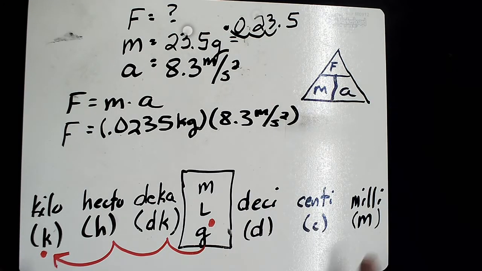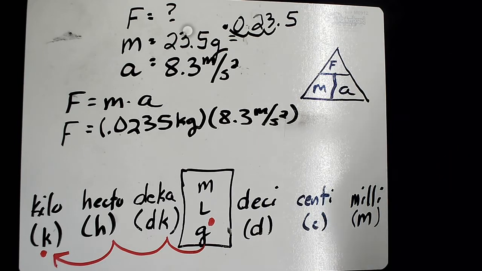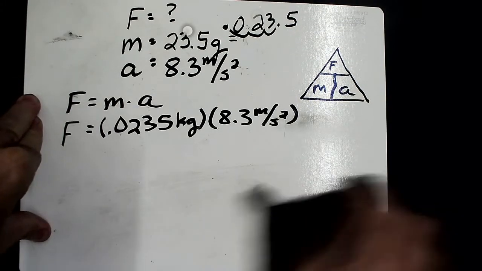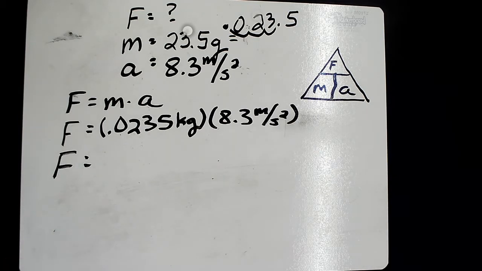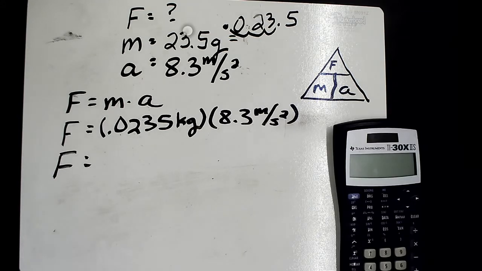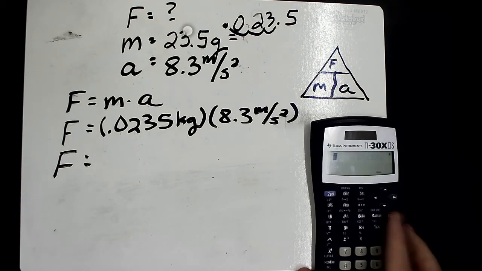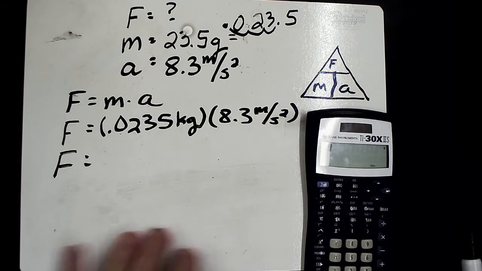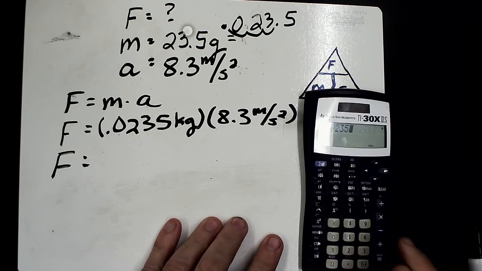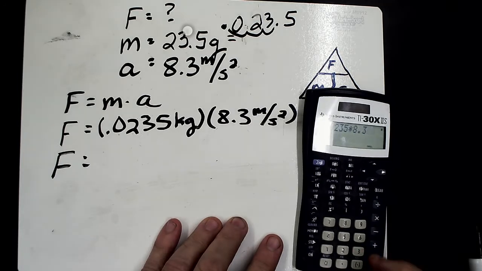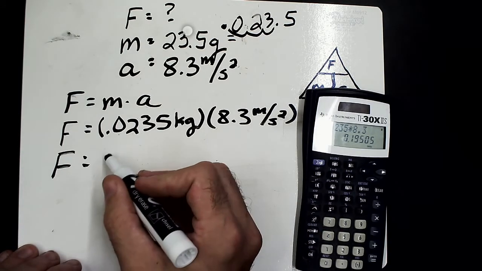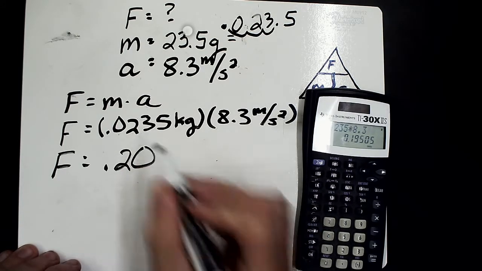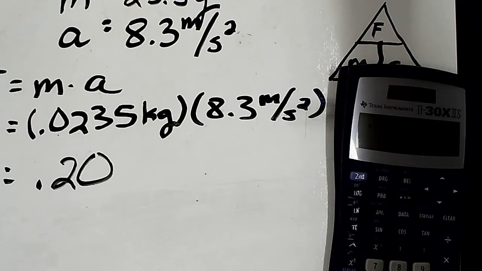Okay, to work this out, if you want to pause it and write this down, that'd be great. But I need to erase it to finish my problem. So here we go. Force equals, they do have a calculator on Edgenuity, so you can use that. I'm more of a handheld guy when it comes to calculators, just makes it a little bit easier for me. But 0.0235 times 8.3. So I've got, and I'm going to write the units and then I'm going to explain the Newton thing. So I've got 0.20 because, let me zoom in real quick.